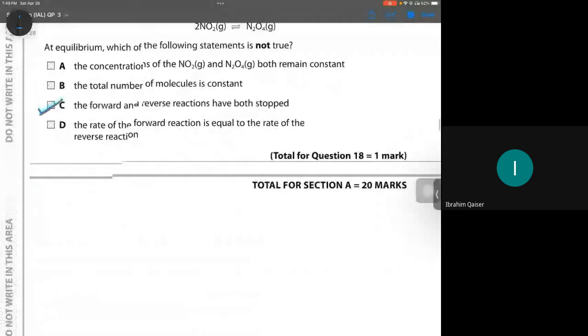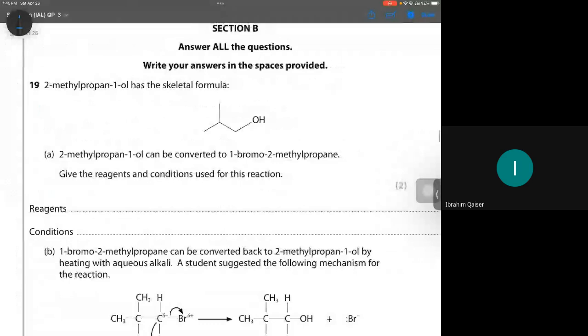2-methylpropan-1-ol has the skeletal formula. Give the reagents and conditions used for this reaction. 2-methylpropan-1-ol can be converted to 1-bromo-2-methylpropane. So of course it can be substituted by the bromine. Which reagent am I supposed to take to convert this OH into the bromine? Of course it should be potassium bromide. You can take sodium bromide.